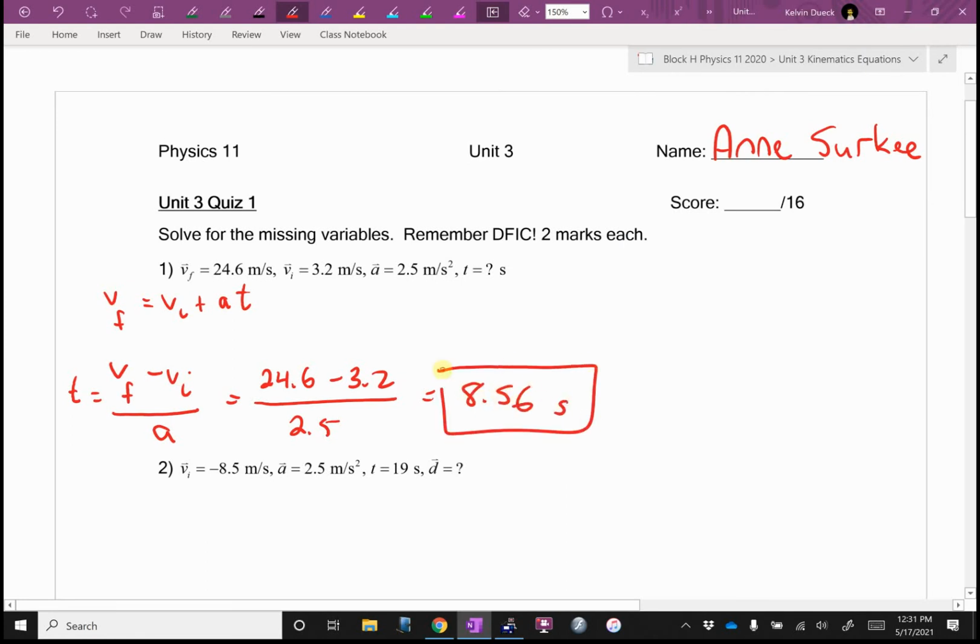If you got that, you get 2 out of 2. Otherwise, I would give you half a mark for that, half a mark for that, half a mark for that, and a half mark for the answer. If you skipped some of those steps, but you got the correct answer, 2 out of 2. Although on a test or a quiz, I don't skip steps usually.